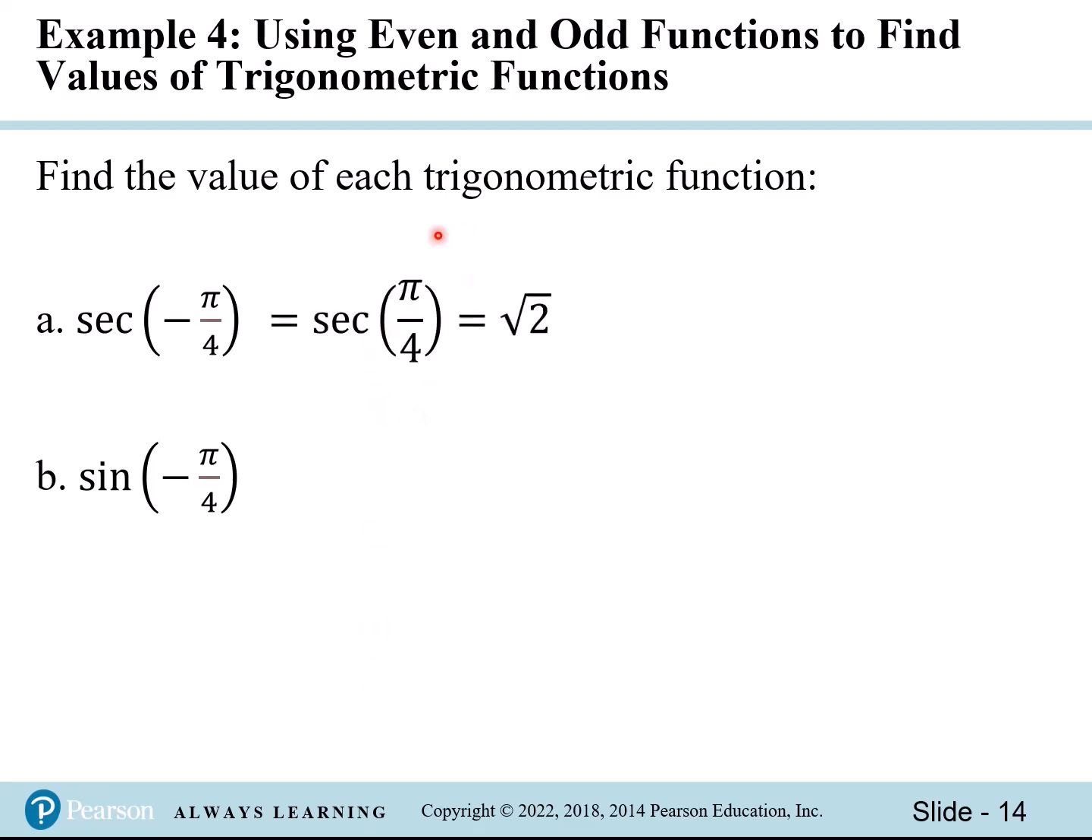For sine of negative pi over 4, this is an odd function. So sine of negative pi over 4 is going to be the negative of whatever sine of positive pi over 4 was. Sine of pi over 4 was square root of 2 by 2, but we have to remember to put a negative sign before it because it's an odd function. So it's going to be the negative of whatever sine of pi over 4 was. All right.